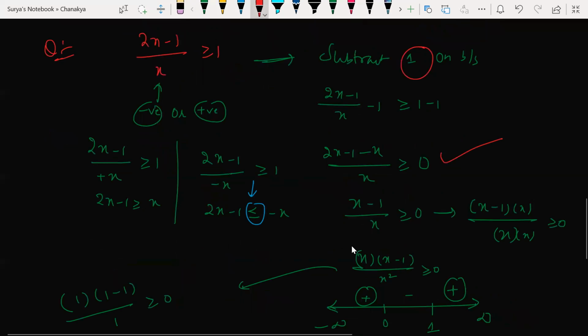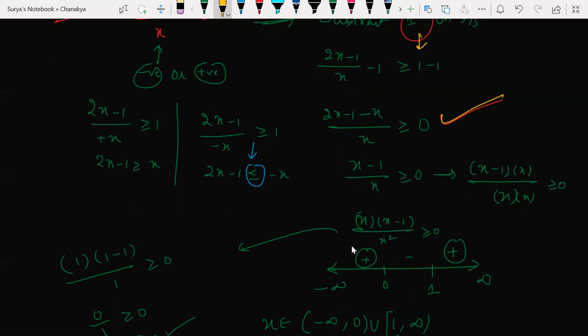I told you, better don't multiply this straight away to the right-hand side. I do not know whether x is positive or negative. If I do that, the inequality changes. If x is positive, the inequality remains the same. If x is negative, the inequality changes. So for avoiding that, we subtract 1 on both sides. If I subtract 1 on both sides, this becomes like this. Then if I keep solving, I get this one, I get this one, and look at this here. I still do not know whether x is positive or not.